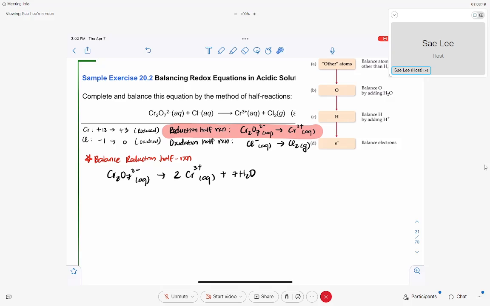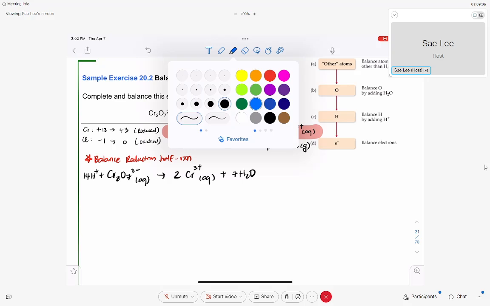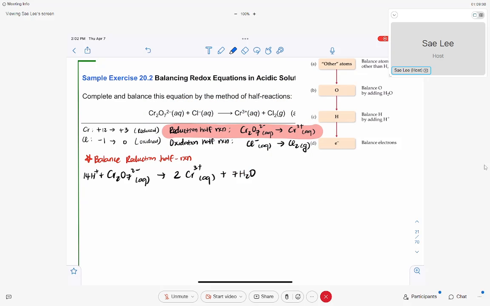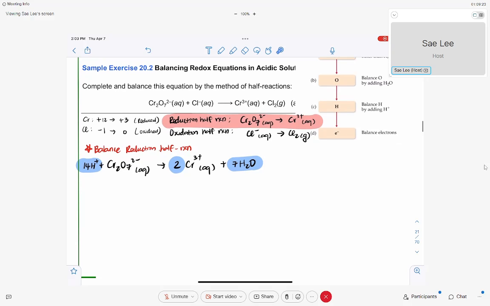The next step is to balance hydrogen. We need to add 14 hydrogen on the left side to balance the 14 hydrogens on the right side. So I'm going to add 14 protons. This is what I've added so far. And then the next step is balancing the charge. We move on to balancing the charge for the equation.